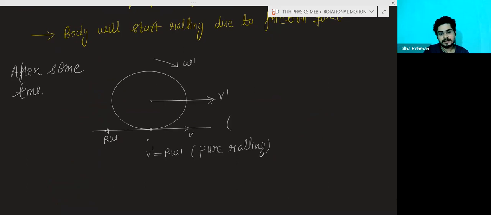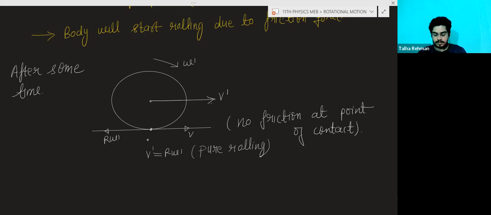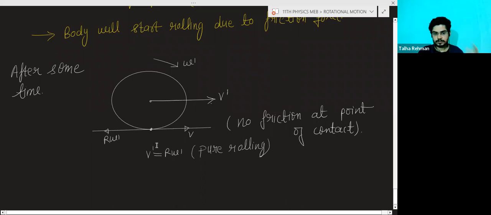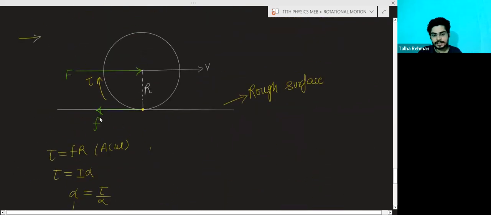Now in here there will be no friction at the point of contact. So what is the cause of the rolling here? Friction force is the cause of the rolling. Torque due to the friction force is the cause of the rolling.